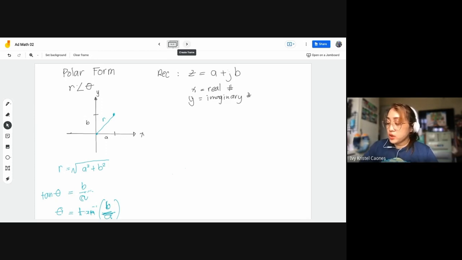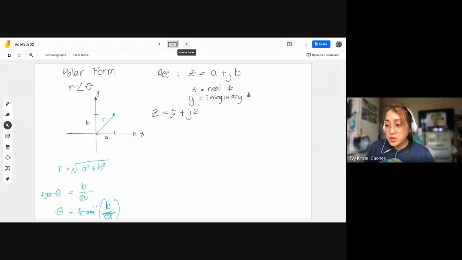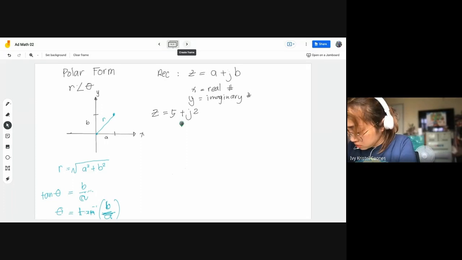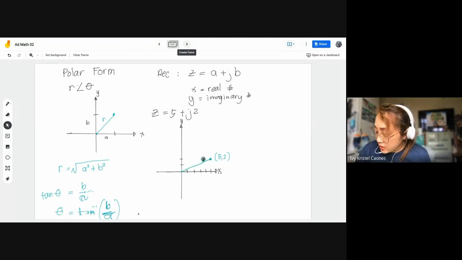So, if we are going to convert 5 plus j2 in rectangular form, as you can see, we have a positive x and a positive y. That means the resultant, or the r of your polar form, will be located at quadrant 1. So, your r will be at here, which is 5, 2, okay? And the angle is this one.